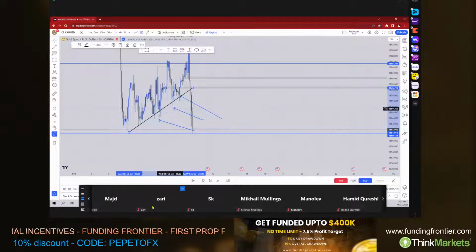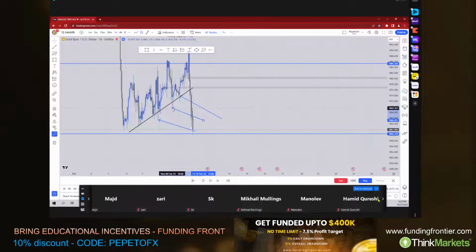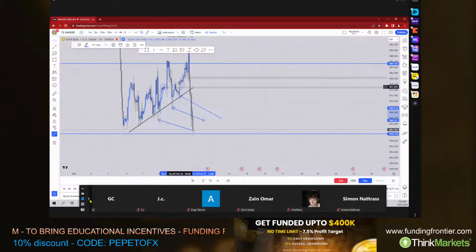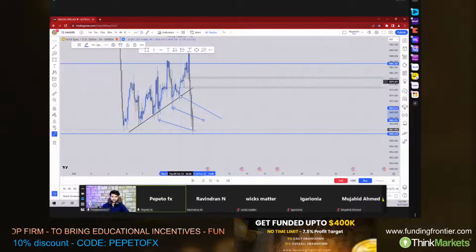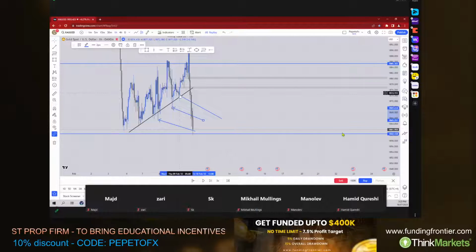You see sometimes we take here, here, here. These levels are important to take partials because these are liquidity levels, okay? If we don't have a liquidity level, we have the H1 candle, at least the clean ranges. Those clean ranges are your TP as well.